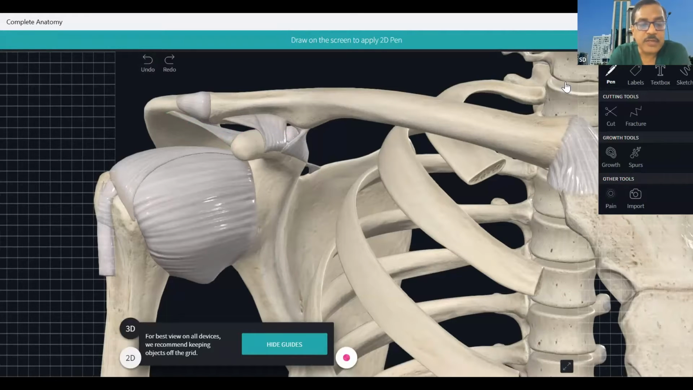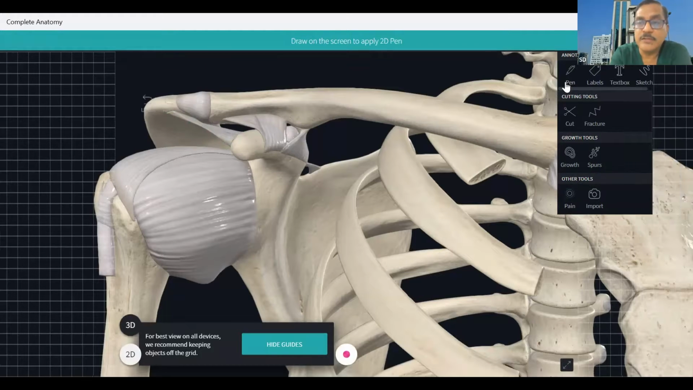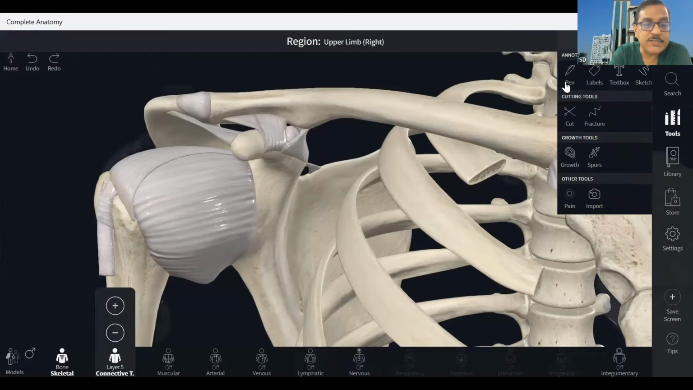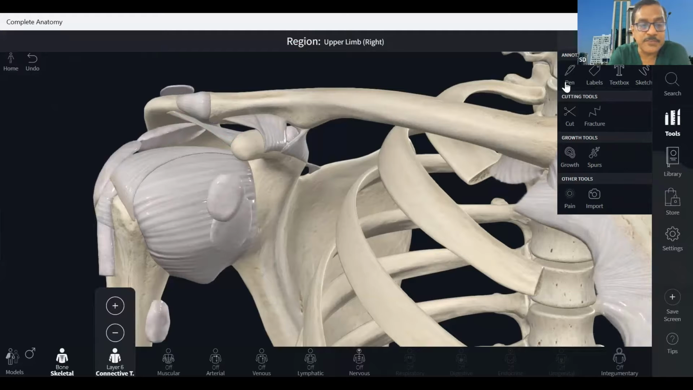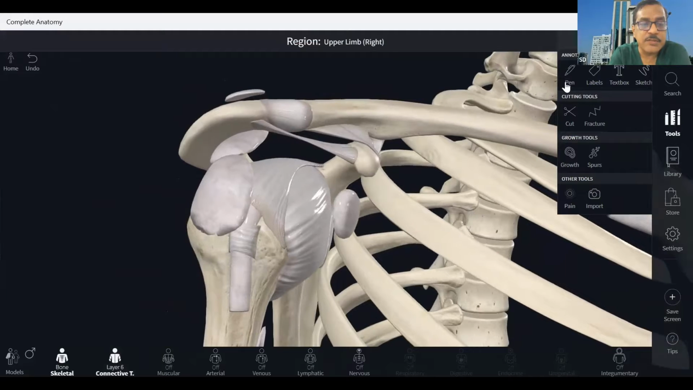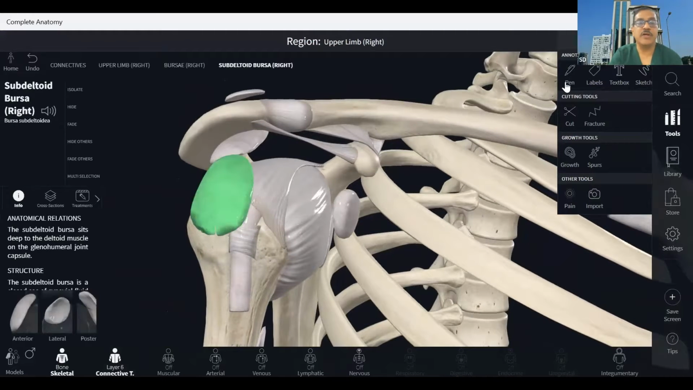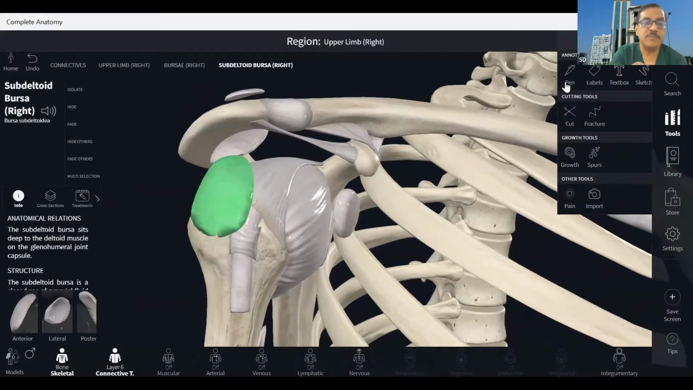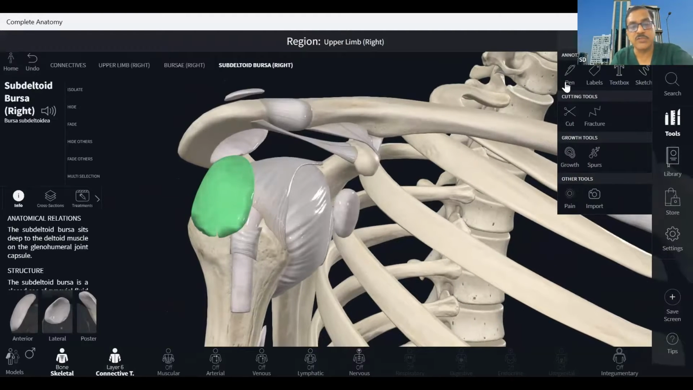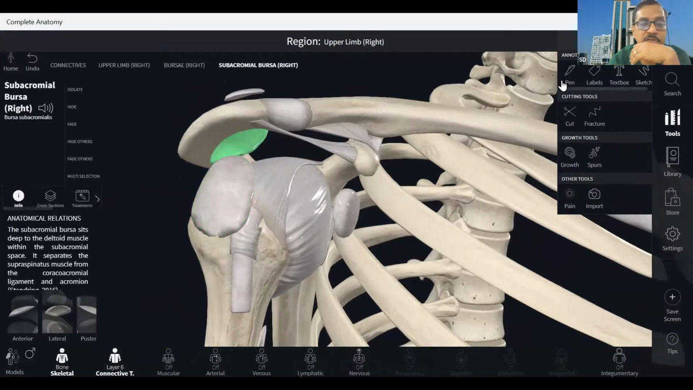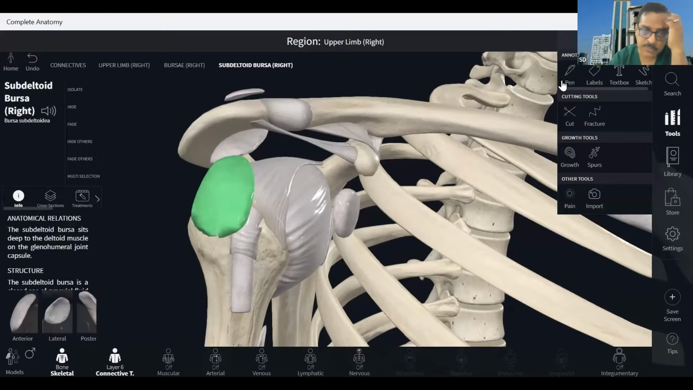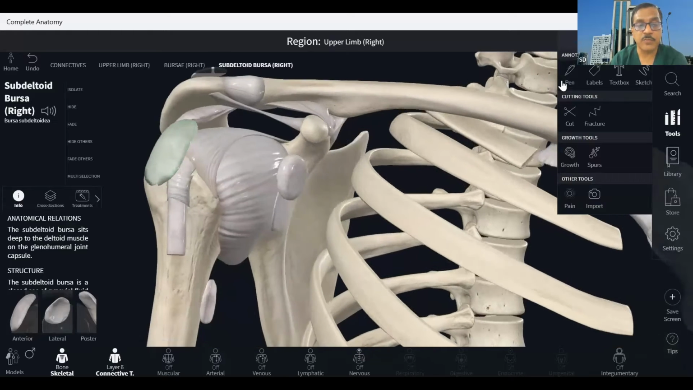So now let us see the bursae. There are different bursae there. One of the very common bursae is here, the subdeltoid, subacromial. Some literature says that the subdeltoid and subacromial bursa are basically continuous. So this was your subacromial, this was your subdeltoid. Most of the time we call it together the subacromial, subdeltoid bursa. That is one of the very common areas of pain.